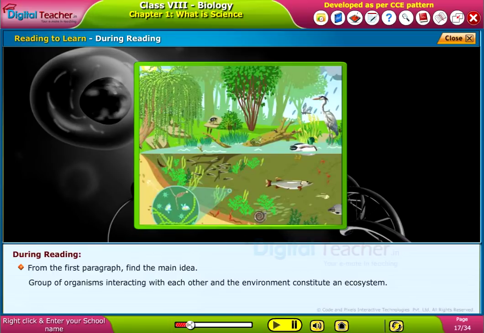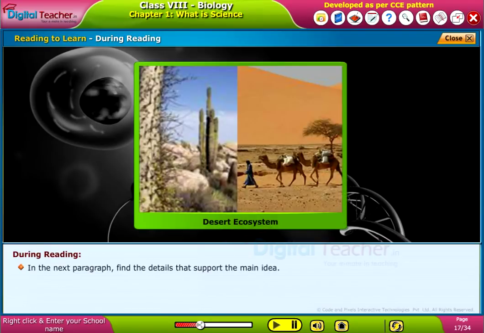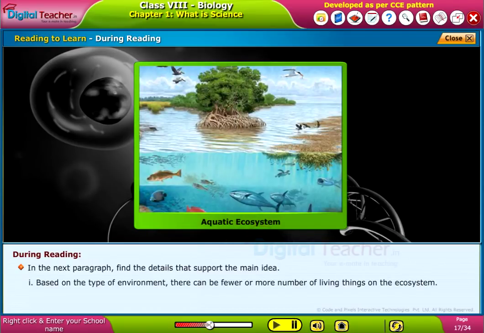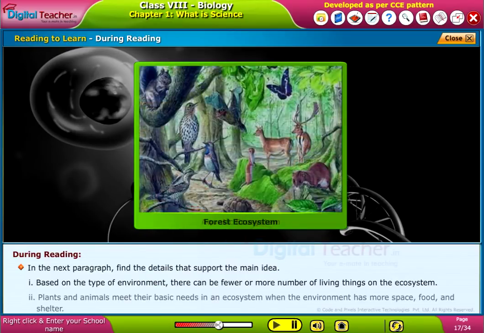A group of organisms interacting with each other and the environment constitutes an ecosystem. In the next paragraph, find the details that support the main idea. Based on the type of environment, there can be fewer or more living things in the ecosystem. Plants and animals meet their basic needs in an ecosystem when the environment has more space, food, and shelter.